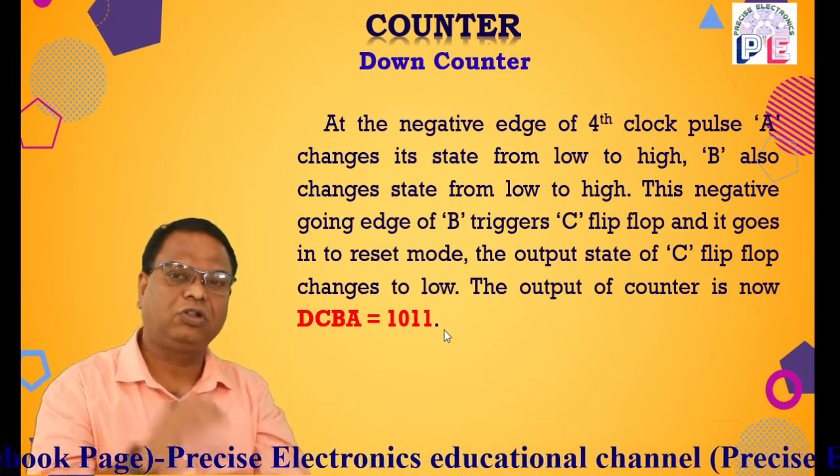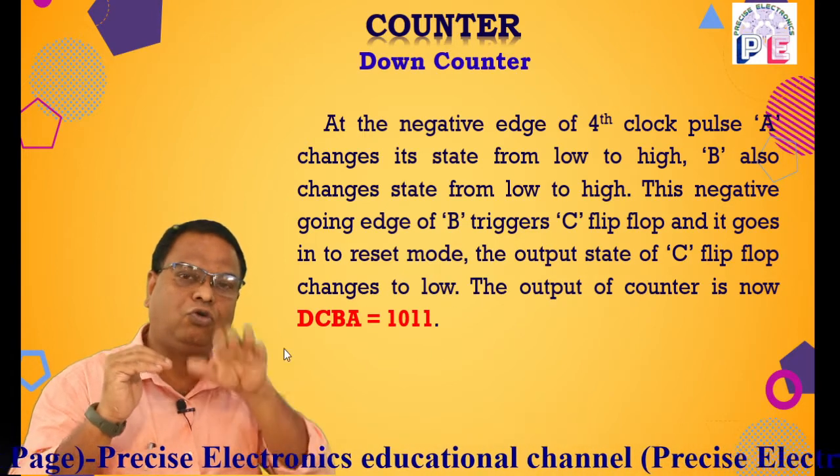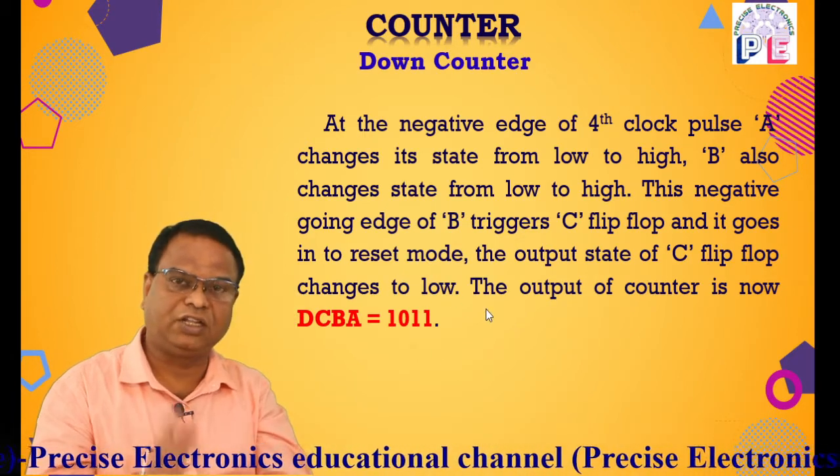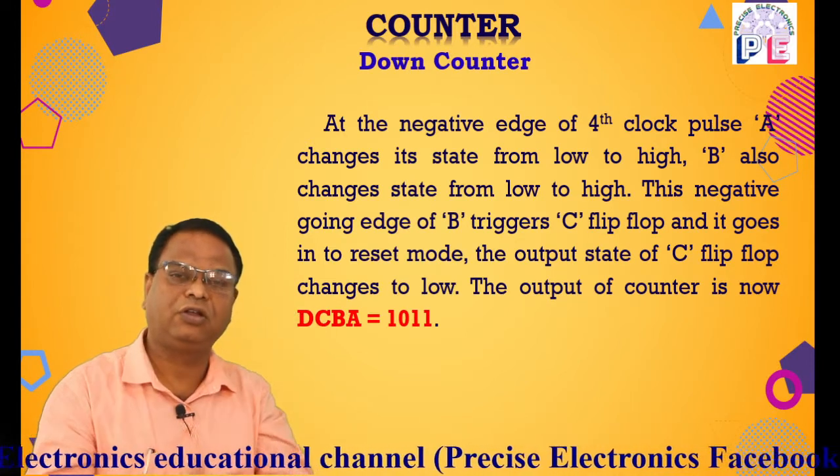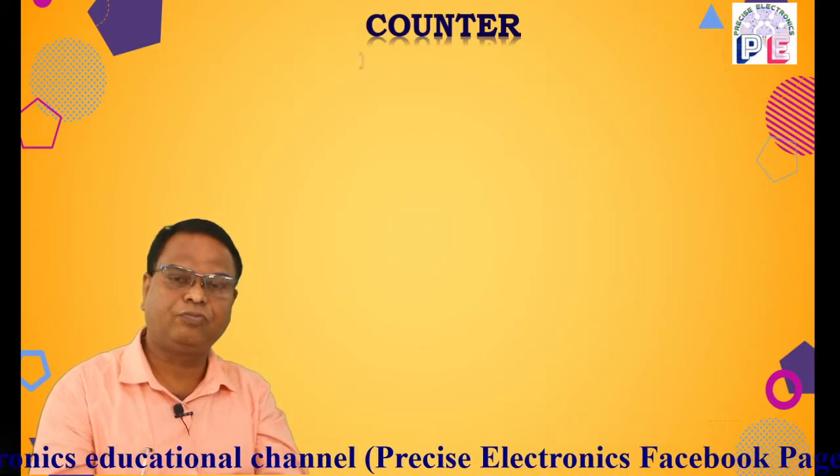So what is the output? That is 1011. At the fourth clock pulse, the output of the counter is 1011. So this process continues.